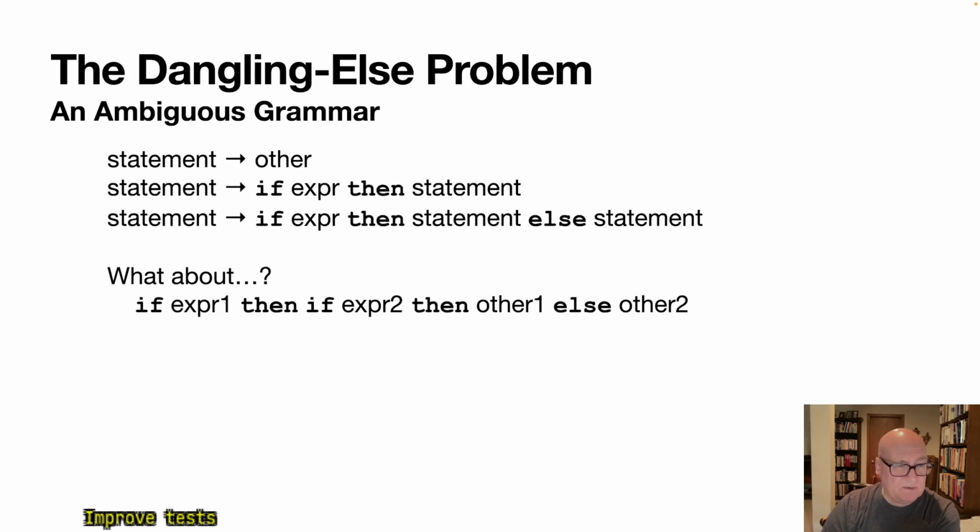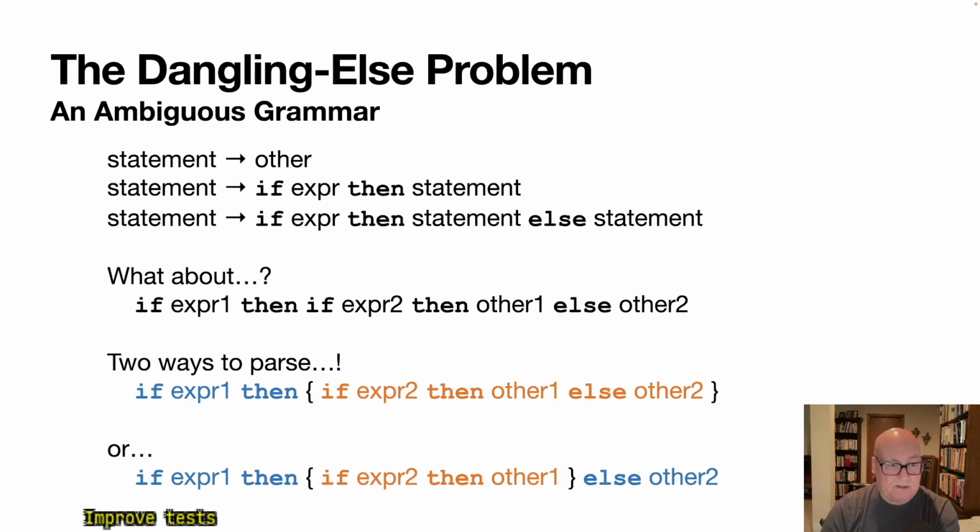But the problem comes in if you've got if expression 1, then if expression 2, then other 1, else other 2, and there's an ambiguity. So there's basically two ways to parse it. One would be to parse the innermost thing and let the innermost one be as greedy as it wants. Okay, so we start the first if expr, and because the inner one sees then and else, it grabs them both. Or we could not be greedy, and if expr one, then just the if then statement inside and else other two.